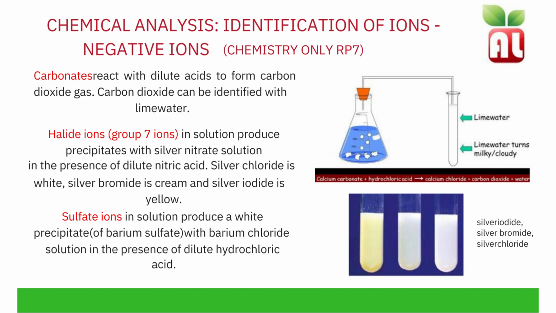To test for sulfate ions, use a solution of barium chloride in the presence of dilute hydrochloric acid. In doing this, the sulfate ion reacts with the barium ion from barium chloride solution to give a precipitate of barium sulfate. Barium sulfate is a white precipitate.